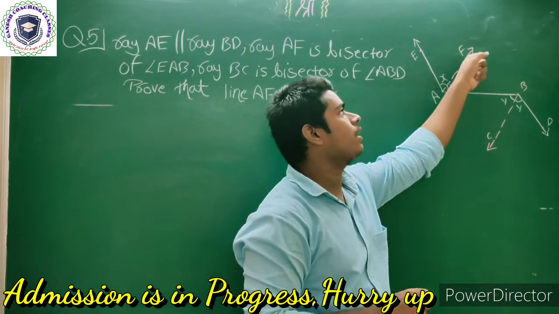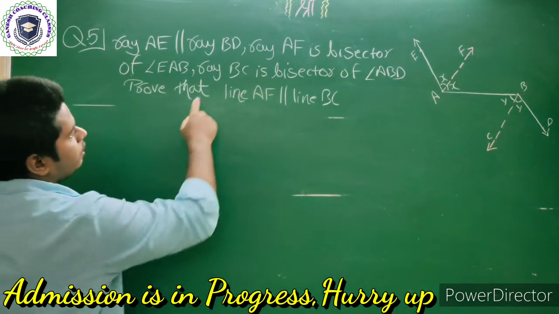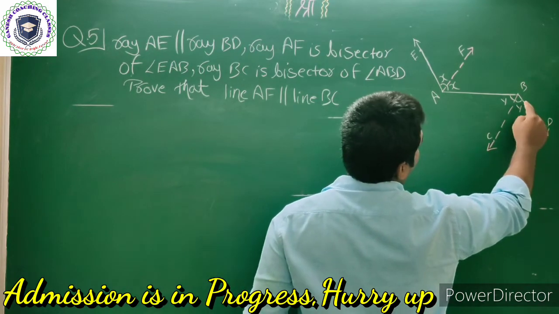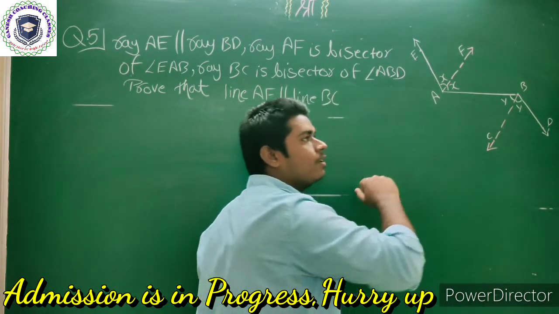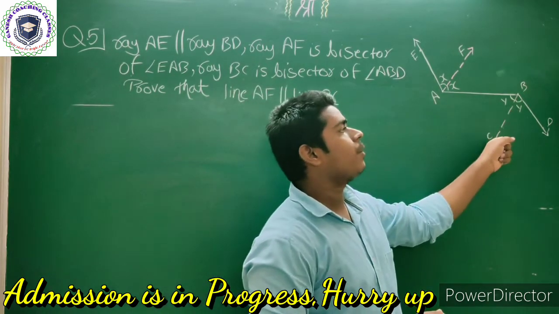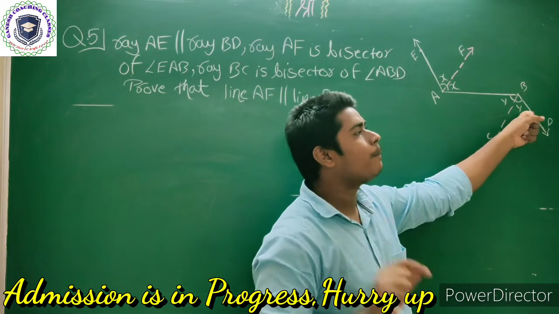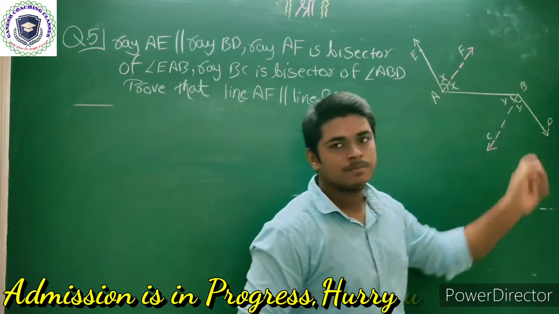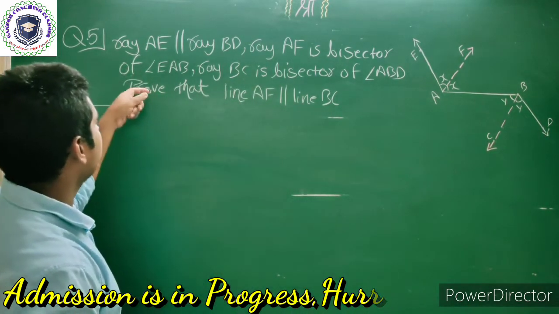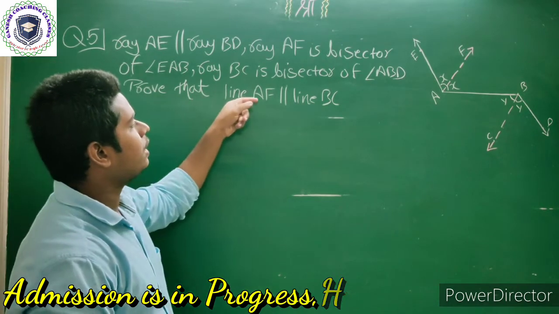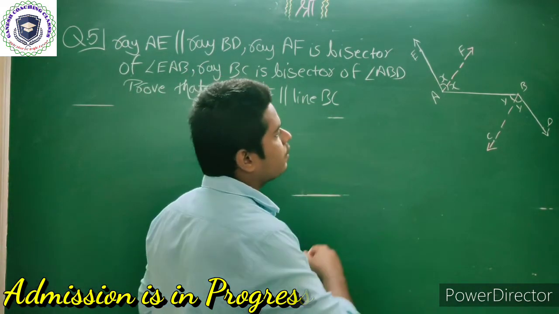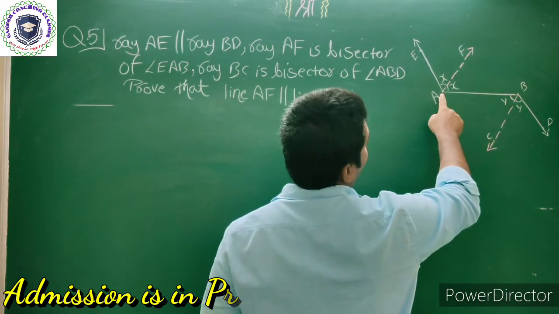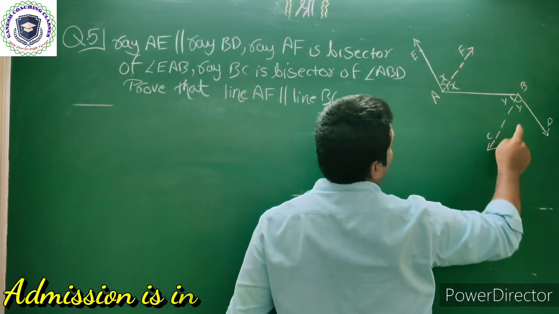Who divides this angle into two equal parts? That is ray AF. And after that ray BC is the bisector of angle ABD. So here is ABD, and ray BC divides this angle into two equal parts. The first one is ABC and the second one is CBD. After that we have to prove that line AF is parallel to line BC. In the question we are given AE parallel to BD, and we have to prove AF parallel to BC.